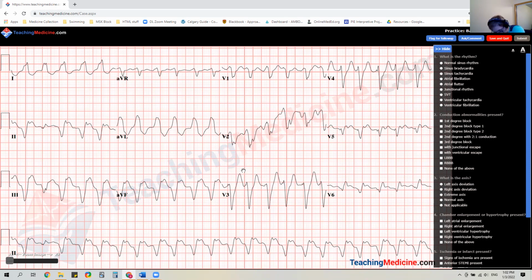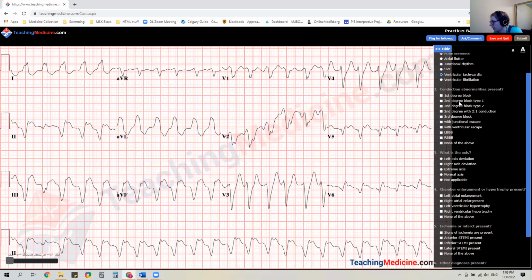Right, rhythm, axis, intervals. Intervals, well, there's no PR. The QRS is wide. The PR is probably in there somewhere, but hard to see. So the biggest thing is the wide QRS. Hypertrophy, you're not going to be able to find. And then everything else after that, you're probably not going to be able to do.